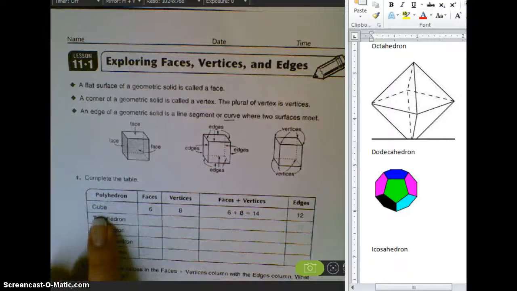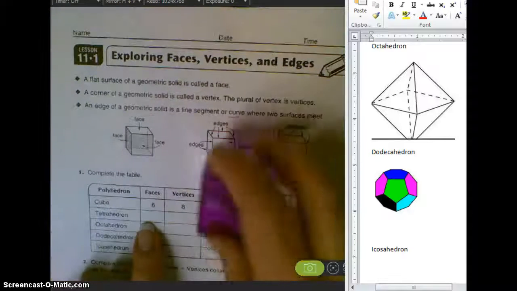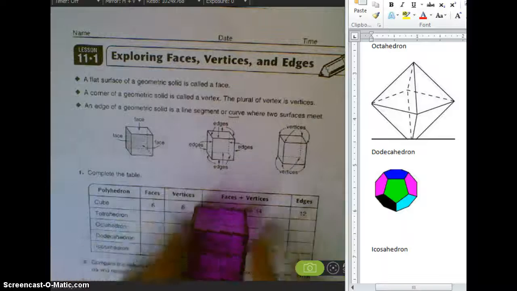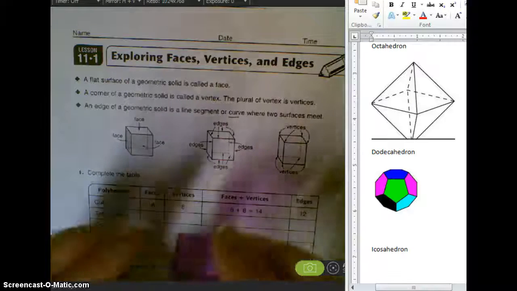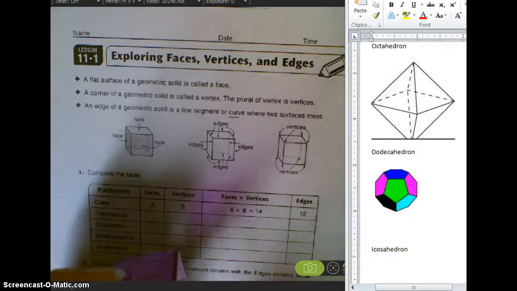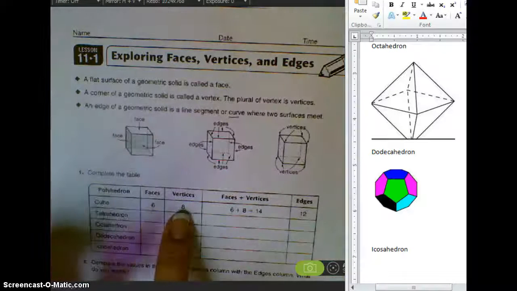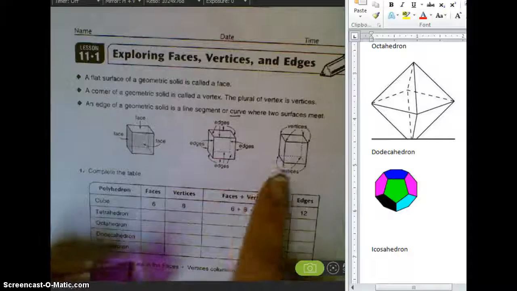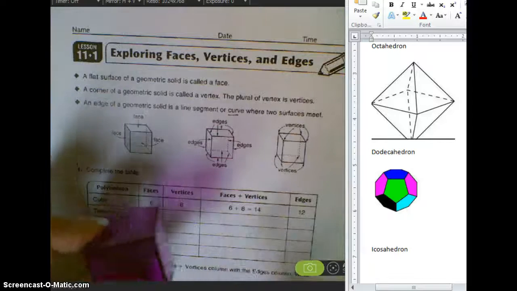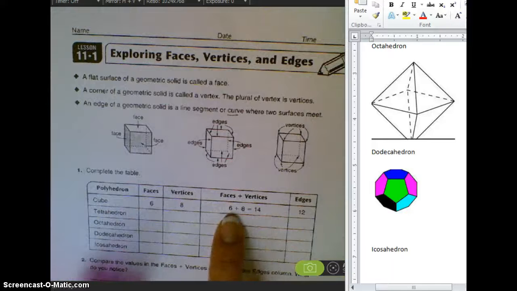First one we start with is the cube. Here's an example of a cube. Just like we talked about in class, the faces are the flat surfaces, and we can count them: the base, 1, and then the top, another base, 2, 3, 4, 5, 6. We get 6 faces. The vertices are those points: 1, 2, 3, 4, flip it over, 5, 6, 7, 8. Then add those two together. I think we'll come up with a formula here. 6 plus 8 is 14.